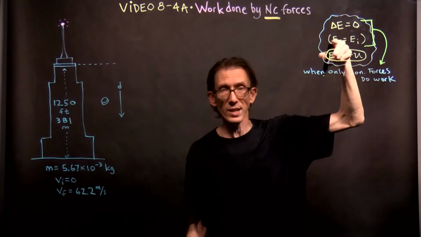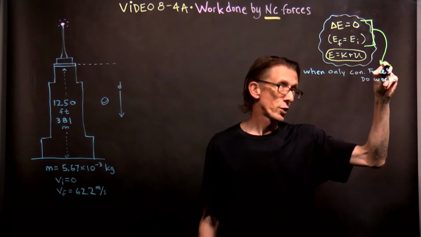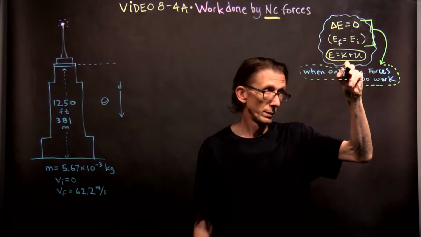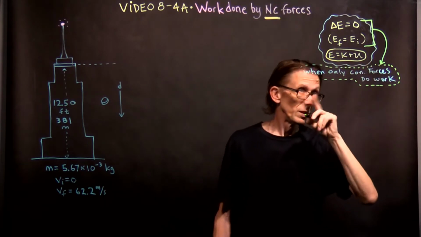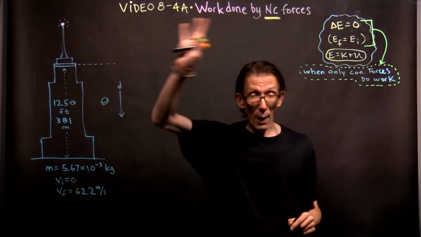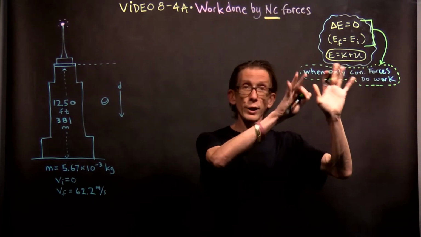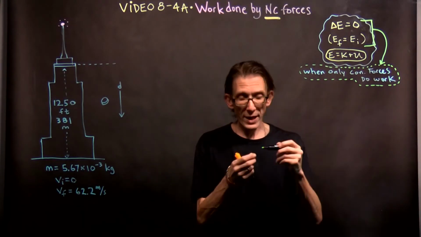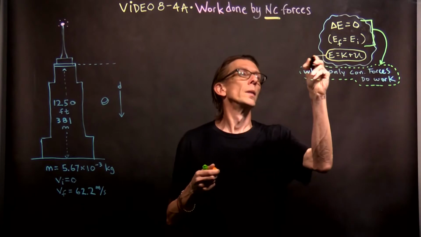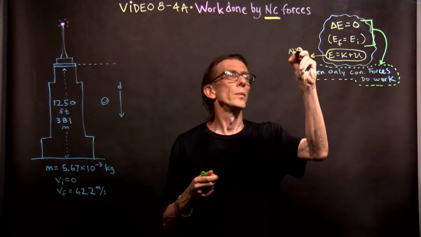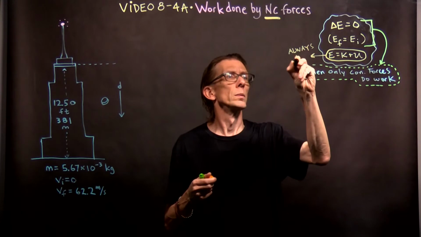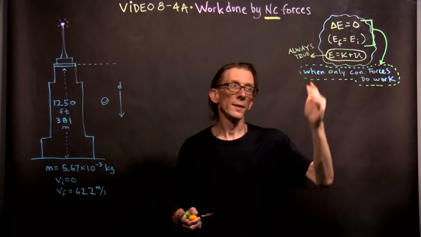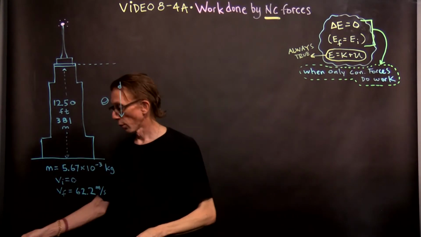Delta E equals 0 is the same as EF equals EI. That is true when only conservative forces do work. Again, this has got nothing to do with the topic of this video. This is just going back and being clear about what I wrote up here, because it could be misconstrued. This thing here is always true. That's just the definition of total energy. It's these two things that are only true when conservative forces do work.